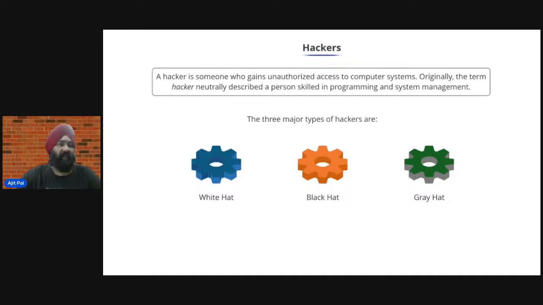Originally, the term hacker neutrally described a person skilled in programming and system management. But nowadays, this term has been diluted because anyone who does CEH starts calling himself a hacker. But sorry to say, the people who do CEH and are not programmers will be called script kiddies. They are not hackers. Hacker is a big thing. A person who has knowledge of infrastructure, knowledge of programming, who can write their scripts and programs on their own. So there are three categories of hackers.